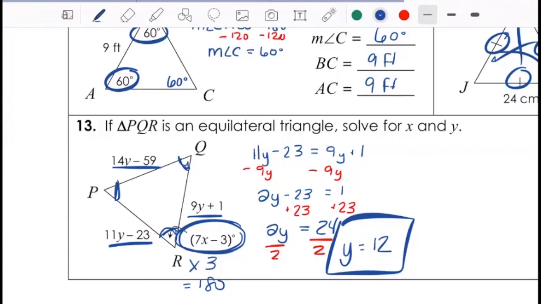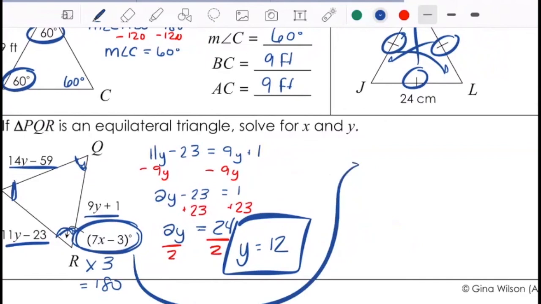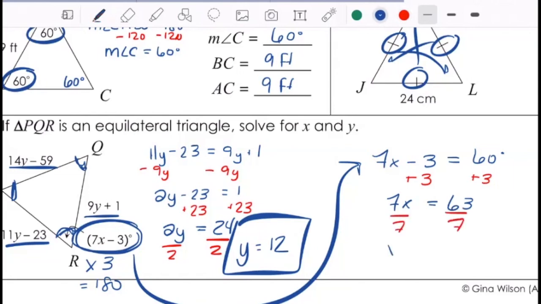So why am I going to waste my time with the triangle sum theorem when I can just say, well, 7x minus 3 in this equilateral triangle has to be 60. So I'm going to set that rascal equal to 60 degrees. And then I made my life just a little bit easier. So we're going to add 3 to both sides. 7x equals 63. Divide both sides by 7. X is 9.